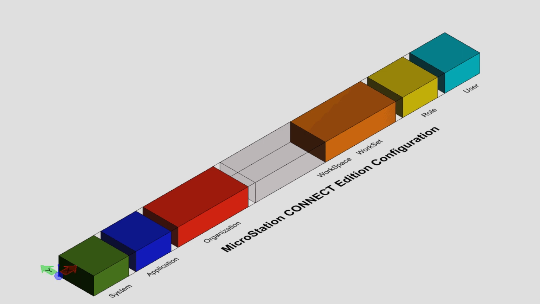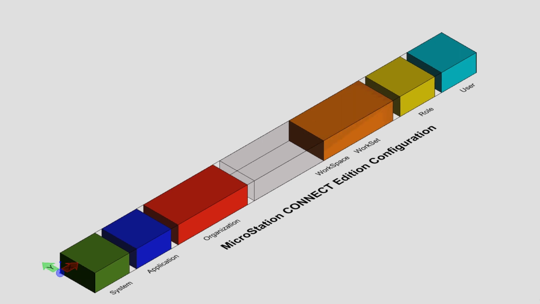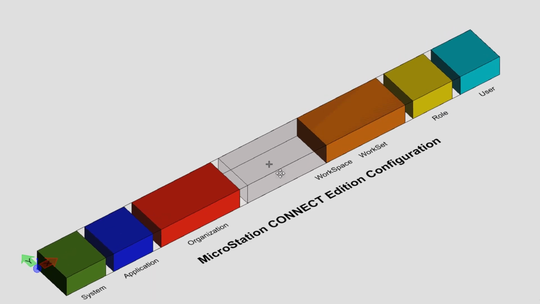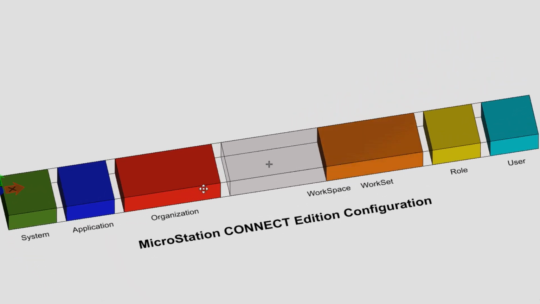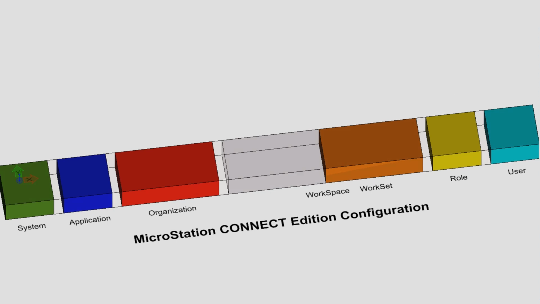Let's look back at the levels of configuration we covered and compare this to MicroStation V8i's Workspace that was only offering some 5 levels of configuration. It only offered System, Application, Site, Project, and User. The MicroStation CONNECT Edition's configuration now offers 7 levels of configuration: System, Application, Organization, Workspace, Workset, Role, and User. I think you'll agree that we've not restricted or changed MicroStation's configurations in any way. In fact, we've expanded on them.